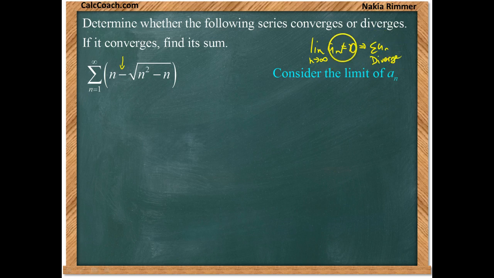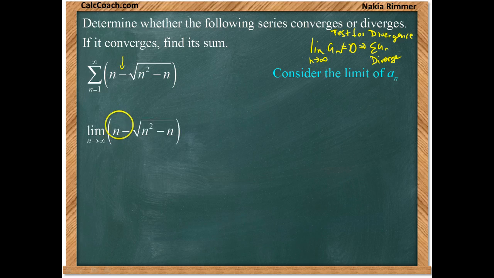Now usually you want to be able to do this quickly, because if it ends up that you spend a lot of time on it and it's equal to 0, you're left with nothing. If the limit is 0, the test is actually inconclusive. What we're using here is called the test for divergence. Some might call it the nth term test. And so let's consider that limit.